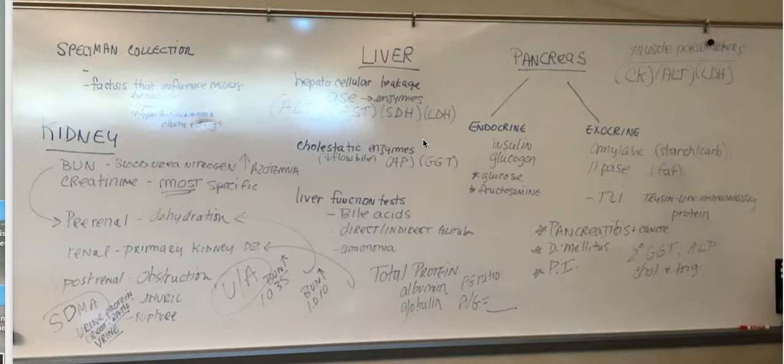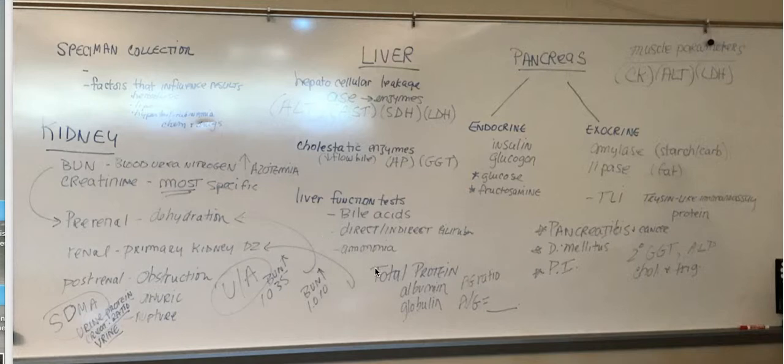The next set of enzymes are considered more cholestatic enzymes, or when we have a decreased flow of bile. Those would be the AP, ALK Phos, and GGT. Those would be more considered in the bile or the biliary system. Other more specific liver function tests: bile acids is an excellent liver function test, and direct and indirect bilirubin, and ammonia. Ammonia is a very specific test that requires a lot of different methods to pull it in the right circumstances to get a correct answer.